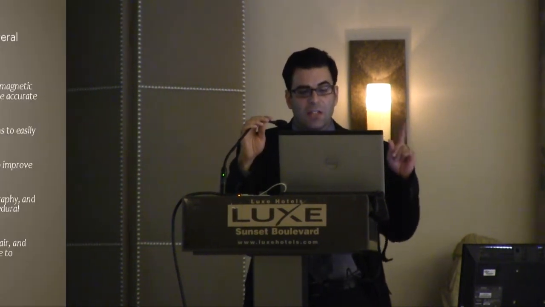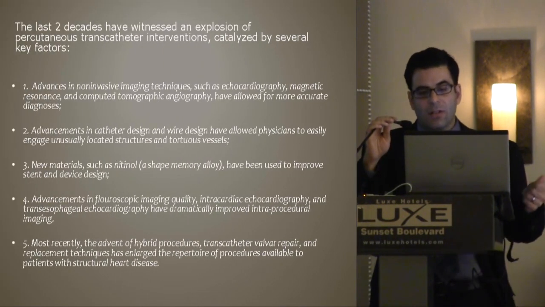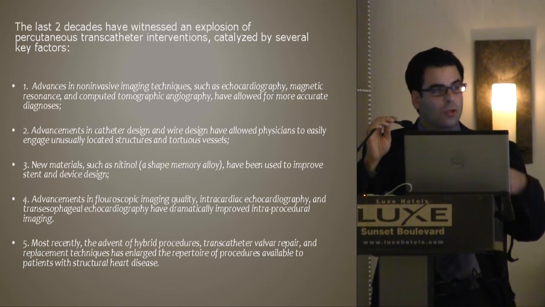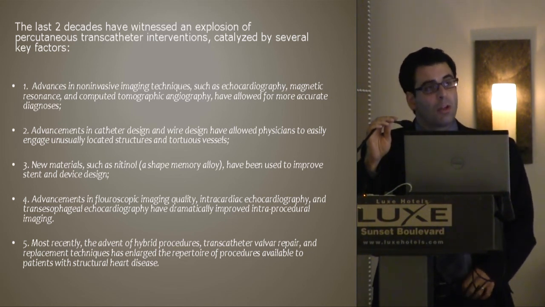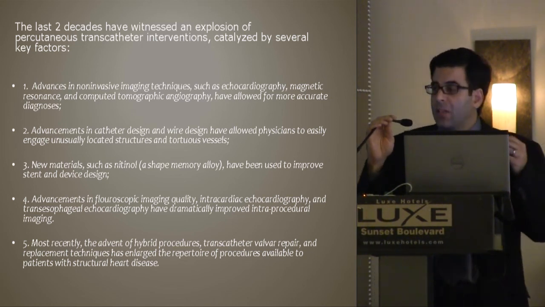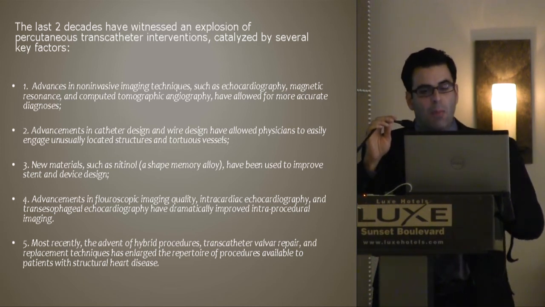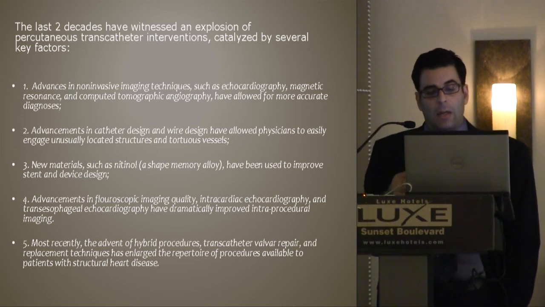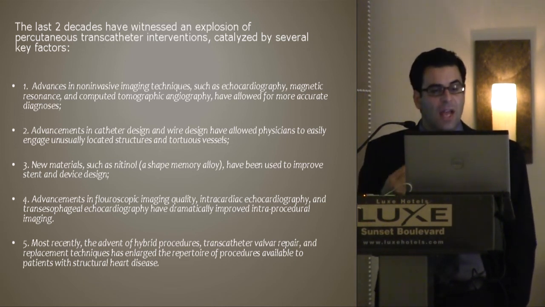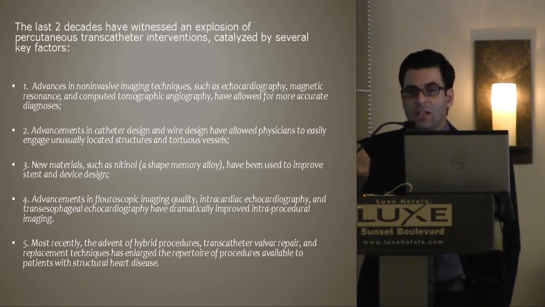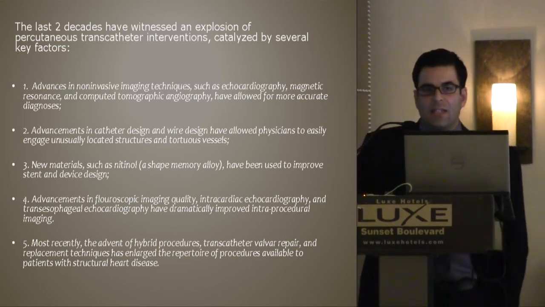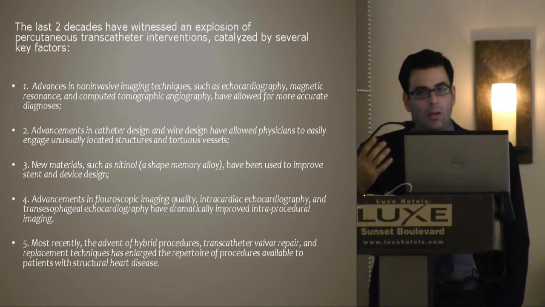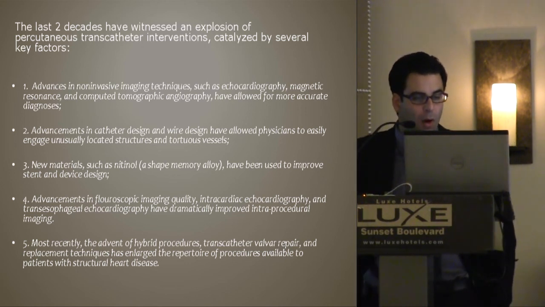Number two, advancements in catheter design, wire design. They've allowed physicians to easily engage unusually located structures and tortuous vessels. Number three, new materials, things like nitinol, which is a shape memory alloy, have allowed us to improve the design of stents, and devices that go up to 3.8 centimeters in diameter can now be crimped into a catheter and put in through a femoral vein or a femoral artery.